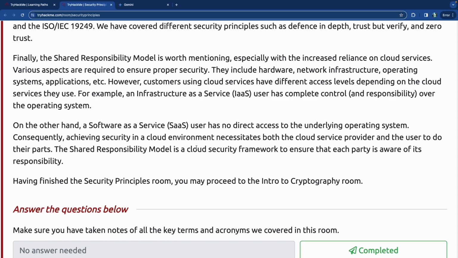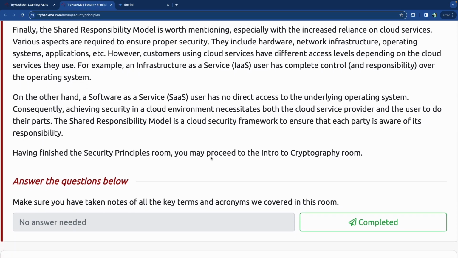Consequently, achieving security in a cloud environment necessitates both the cloud service provider and the user to do their part. The shared responsibility model is a cloud security framework to ensure that each party is aware of their responsibility.